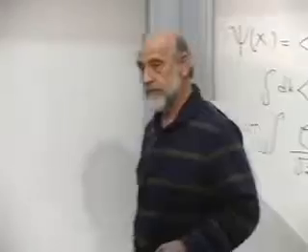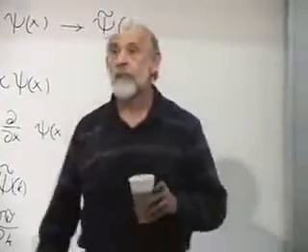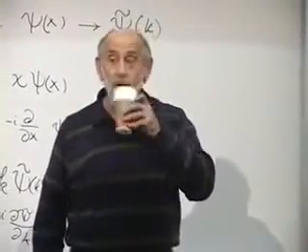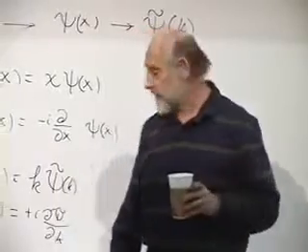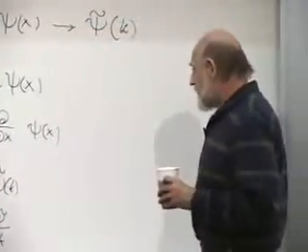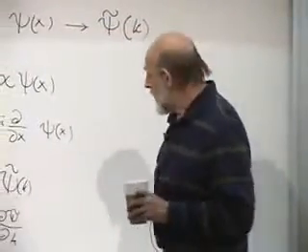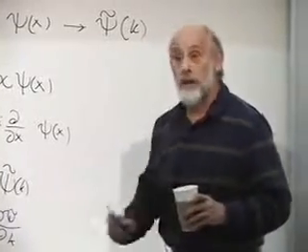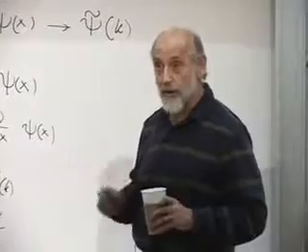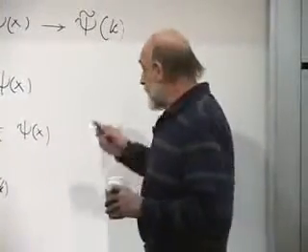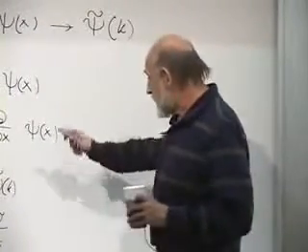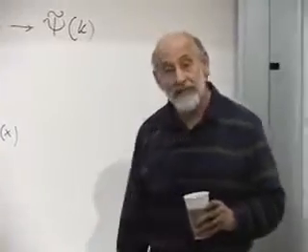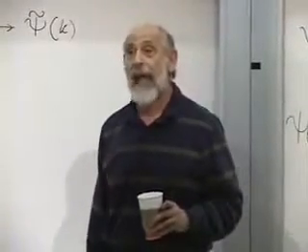Yeah, so you can't represent the state vector with both of them. It can only be one or the other. Yes, that's right. You represent the state vector as a psi of x or a psi twiddle of k, and most certainly not a function of k and x.